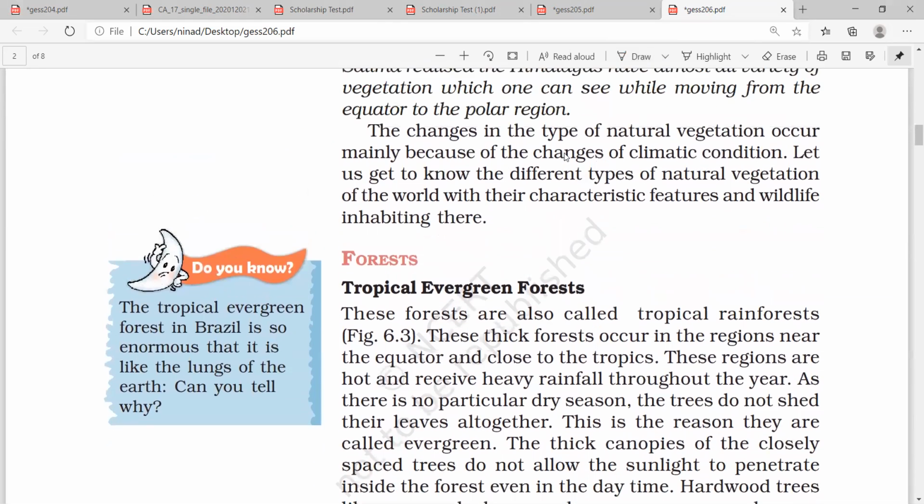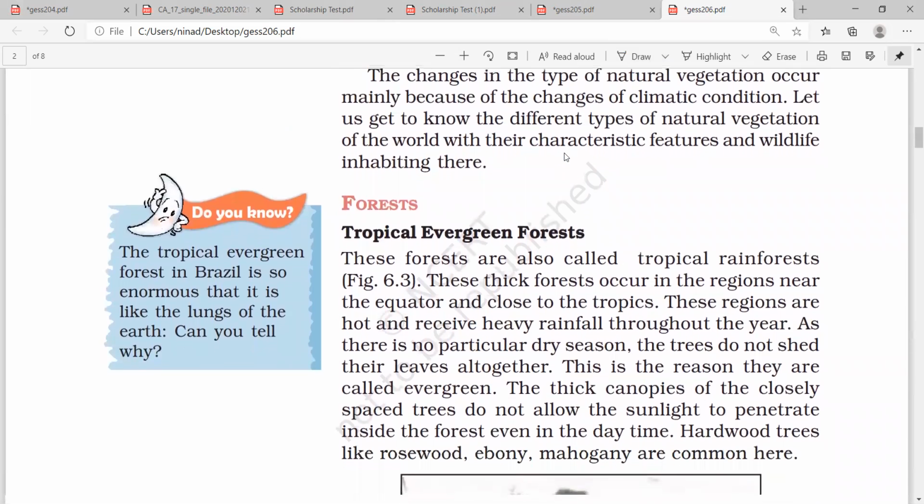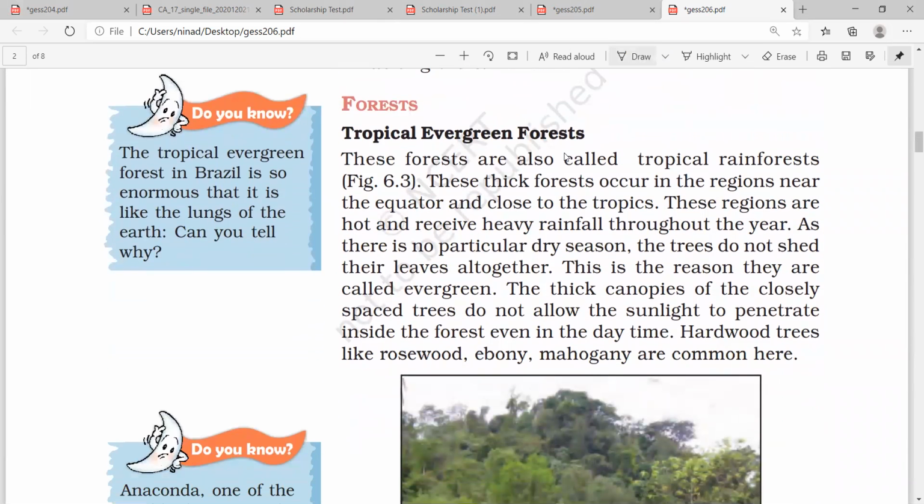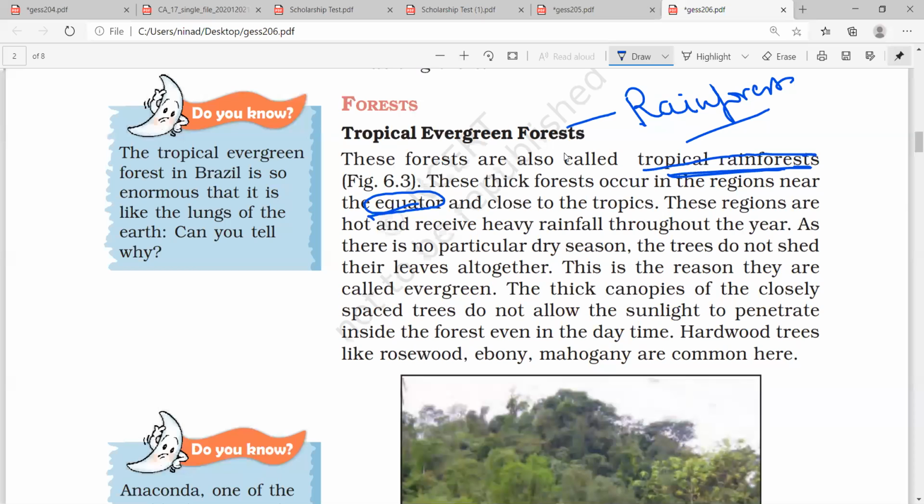Okay. Different types of forest are there. First among them is the tropical evergreen forest. It is also known by the name rainforest. They are found very near to the equator, around the equator. For example, Brazil, Amazon. You could have heard about the Amazon river, Amazon forest. It is known as the lungs of the earth.